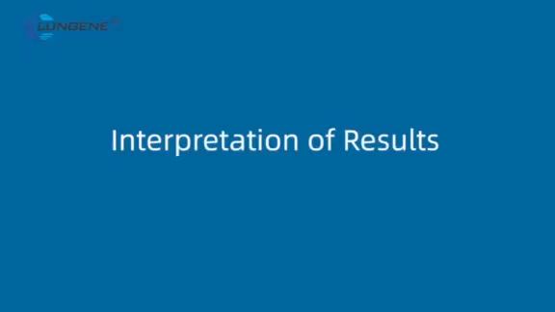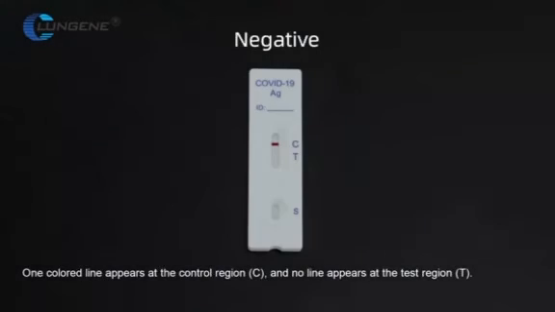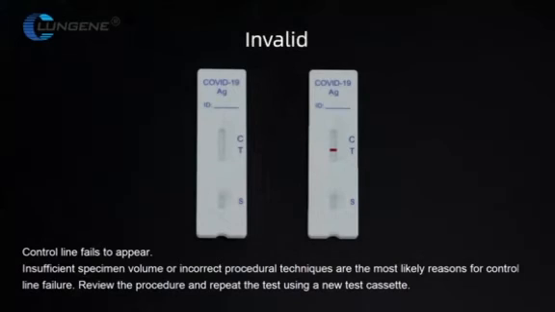Interpretation of results. Positive. 2 lines appear. 1 color line appears at the control region, and another color line appears at the test region, irrespective of the intensity of the test line. Negative. 1 color line appears at the control region, and no line appears at the test region. Invalid. Control line fails to appear.